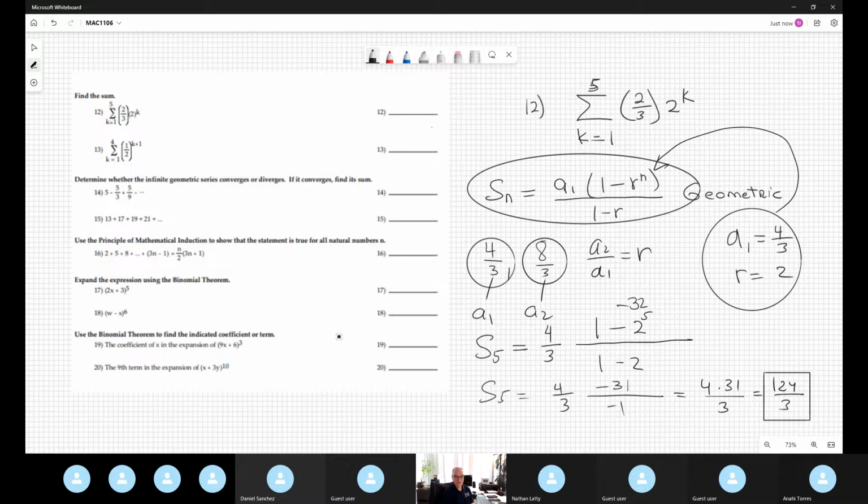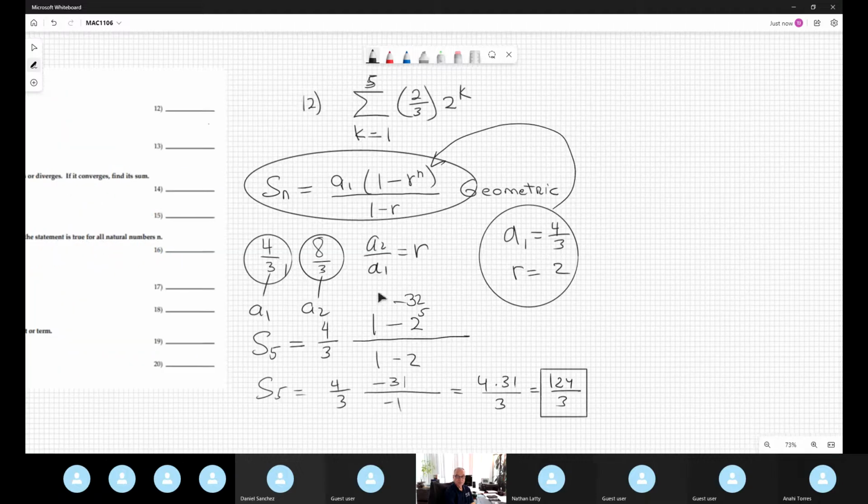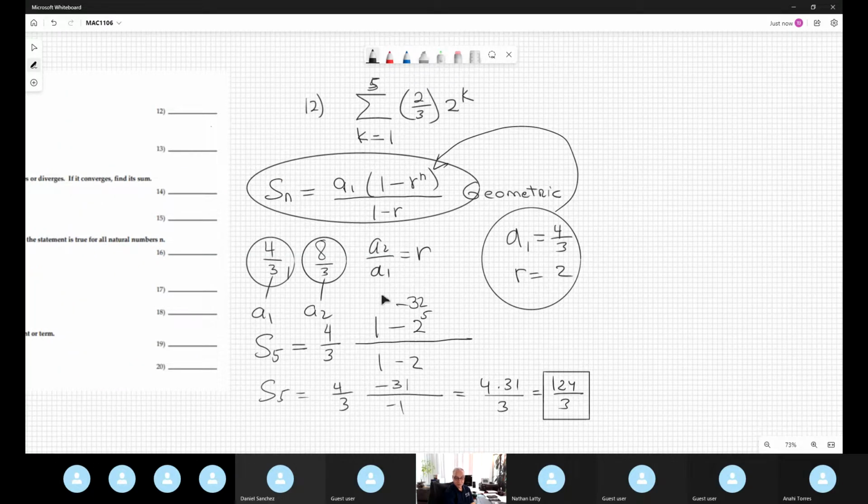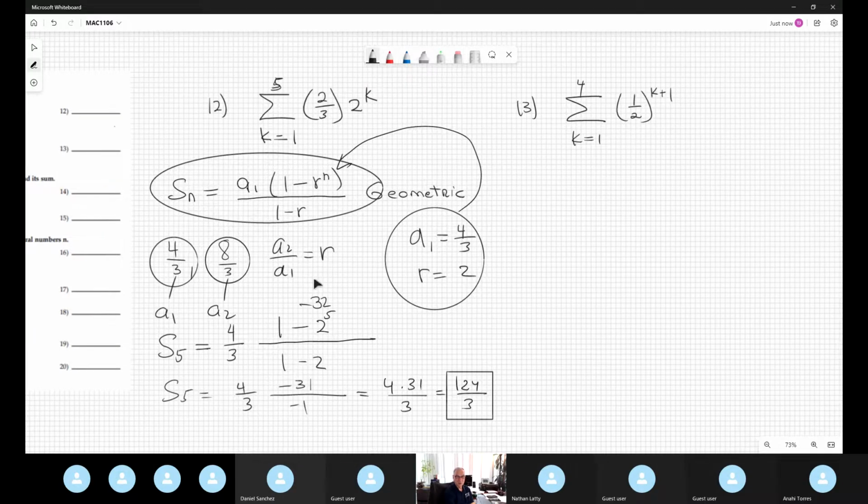Number 13 is exactly the same. Let me try. It's 13. Compute the summation from k equal 1 to 4 of 1/2 raised to the k plus 1. At the beginning, I don't know who is A1 and who is R, but don't worry.